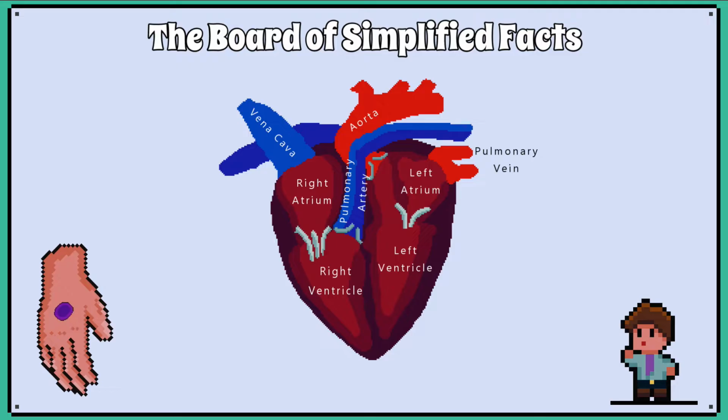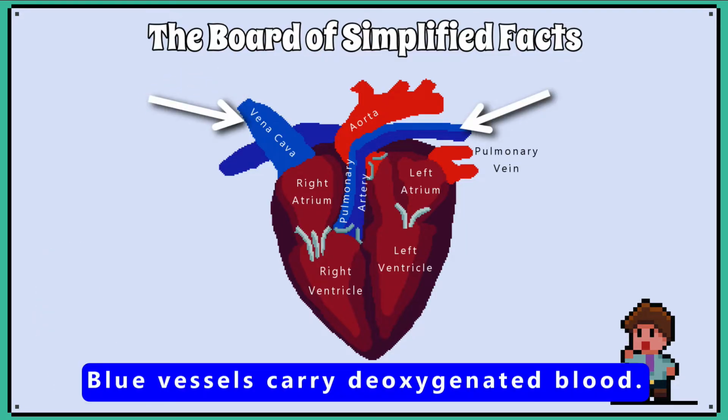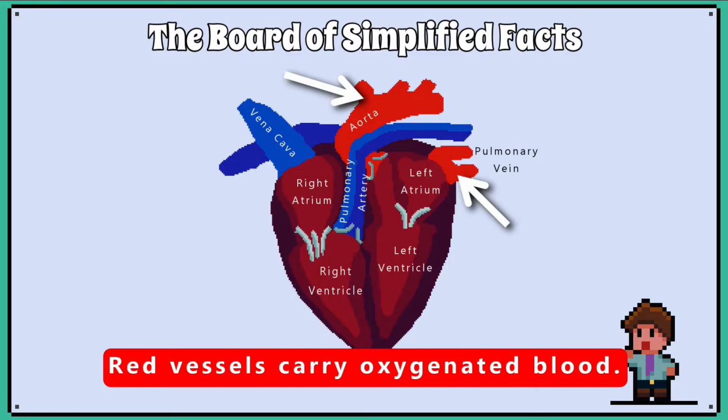Let us take a red blood cell that is deoxygenated and has just come from the tip of your finger and needs to get back to the lungs to pick up more oxygen. In this diagram, any vessels that are blue carry deoxygenated blood, and any red vessels carry oxygenated blood.